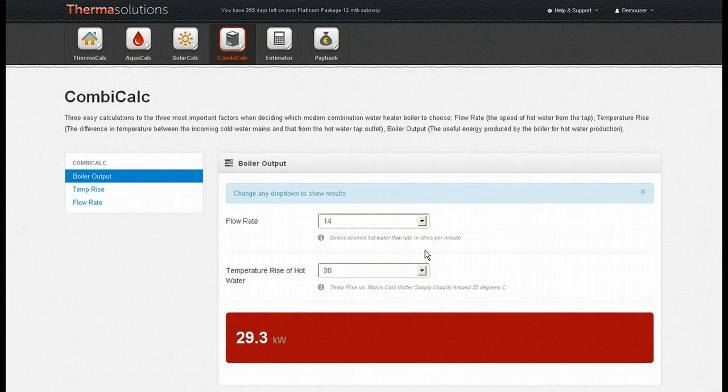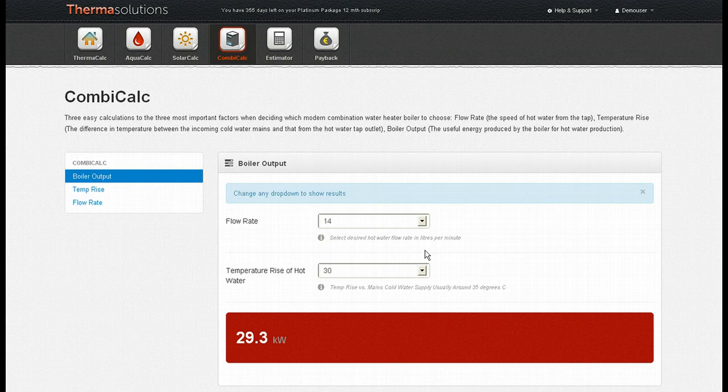CombiCalc focuses on three factors that all have a direct relationship with each other when it comes to combination boilers: flow rate, temperature rise and boiler output. Flow rate is simply the speed in litres per minute that water travels through the boiler's heat exchanger and out through the tap. Temperature rise is the difference in temperature between the cold water mains temperature entering the boiler and the hot water coming out of the tap.